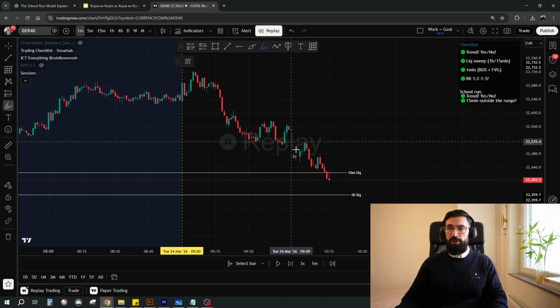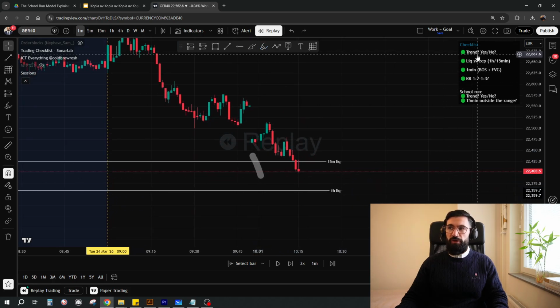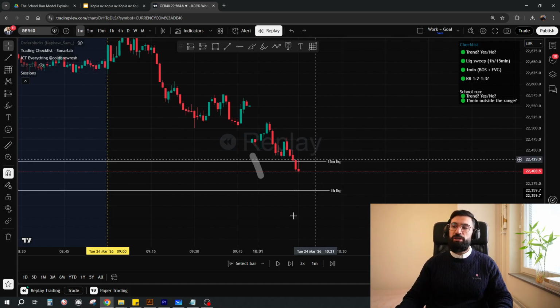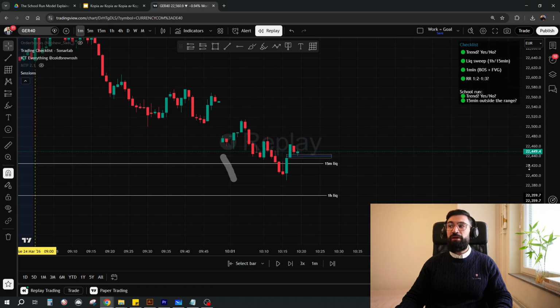So it created another liquidity sweep right here. Swept liquidity. It follows the trend. I'm waiting for a 1 minute break of structure and a 1 minute fair value gap reaction. So what did it do? It created a fair value gap right here, right? It reacted off of it, but I couldn't take the trade.